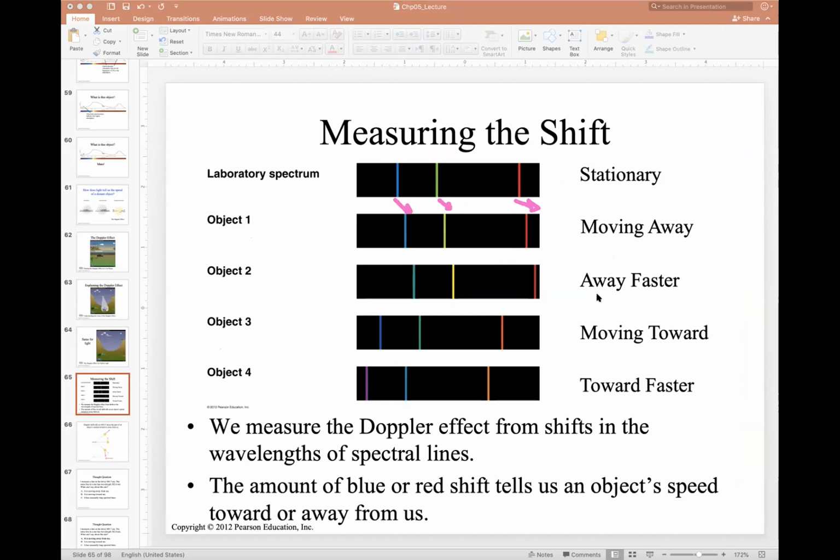If it's going even faster, you can see the shift is even more pronounced. If it's moving towards you, then it will be a different story, because the spectra will be blue shifted. All of these three lines are moving to the blue part of the spectrum. If it's moving even faster, the shift is more pronounced.